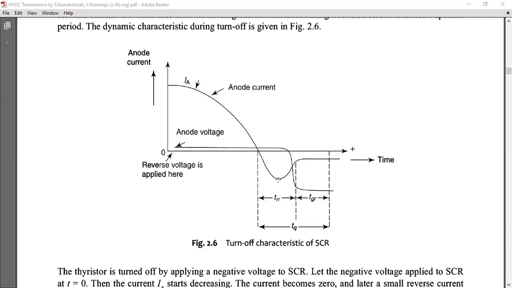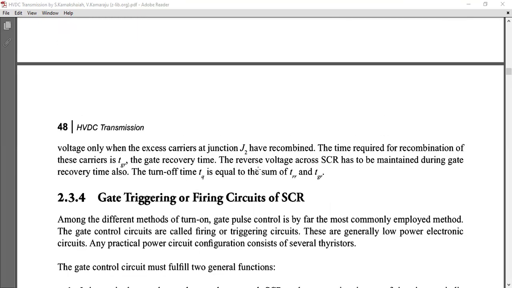The reverse voltage which we apply, the negative voltage right from T equal to 0, should be maintained during the gate recovery time also. So until the total turn off time TQ, we have to give the negative voltage to the SCR. Then only the SCR will be off. So this is the turn off process.